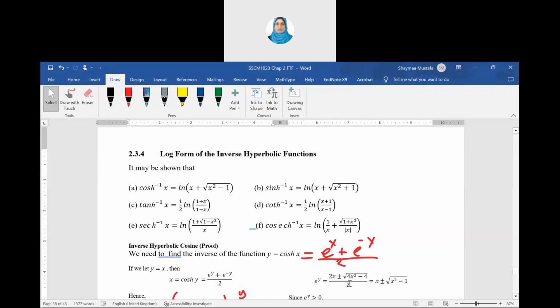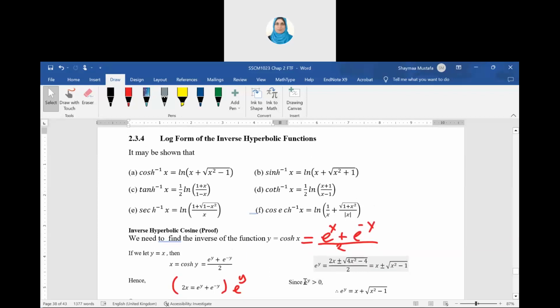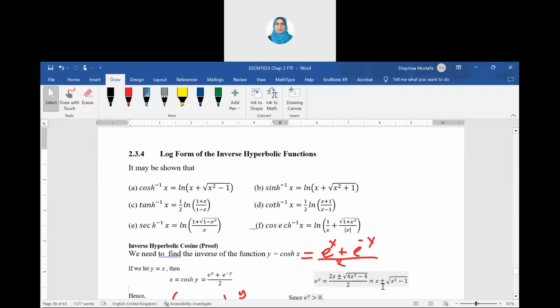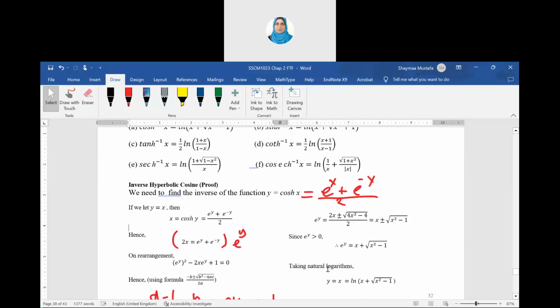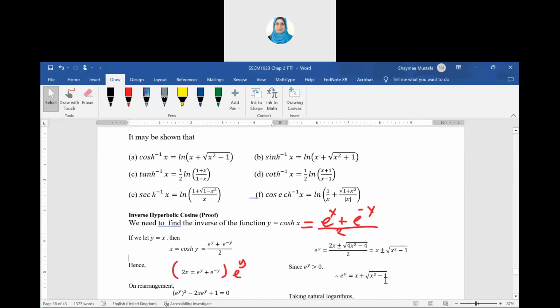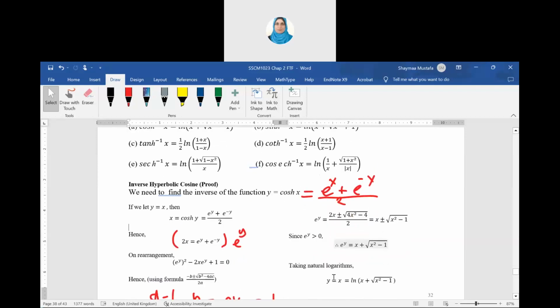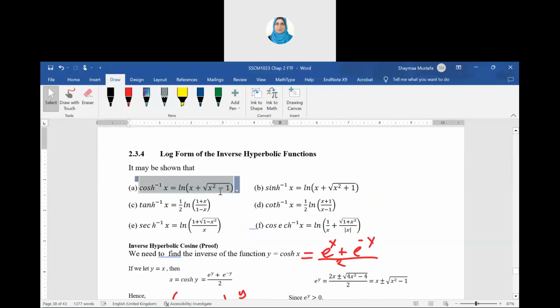But since exponential y, the exponential function, is always greater than 0, you have to reject the negative one. This is the exponential. I need y, not exponential y, so take the natural logarithm. So y is equal to the natural logarithm of x plus the root of x squared minus 1. This is the formula.